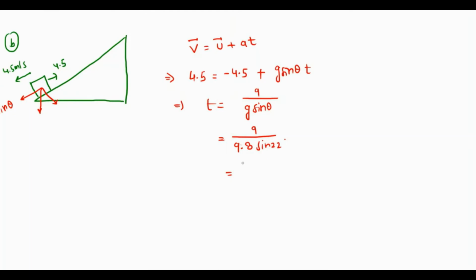If you solve that, let me grab my calculator here. 9 over 9.8 over sine 22. So it's going to be equal to 2.45. So it's going to take 2.45 seconds for this complete trip.